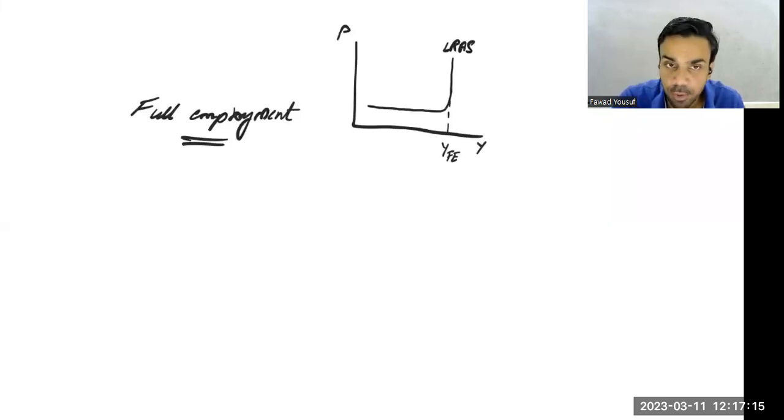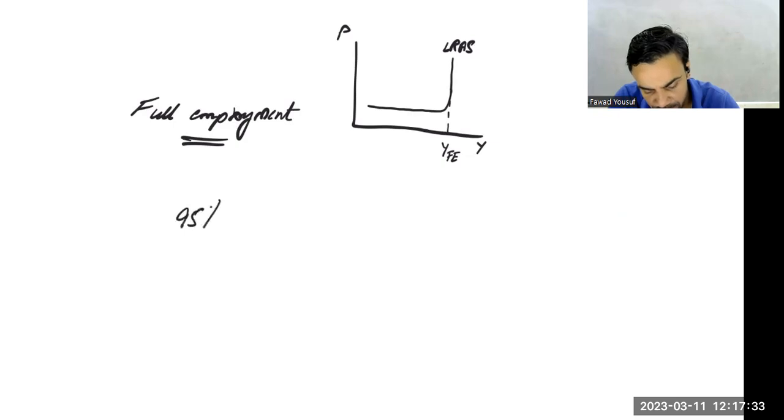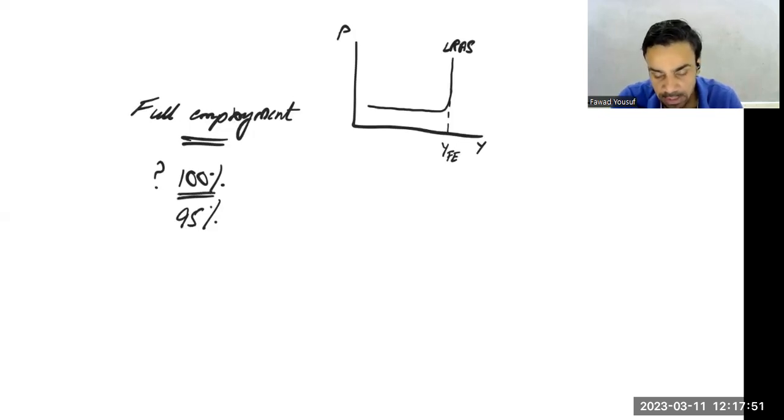So what is this full employment level, right? If we look at it from the labor's point of view, it's the level of employment where, say, 95% of the labor force is working. But why not 100, I might ask, right? Why not 100? Because full employment would mean that everybody is working, all 100% of the people are working. But that's not how it goes.